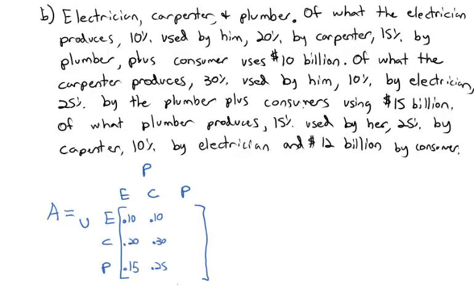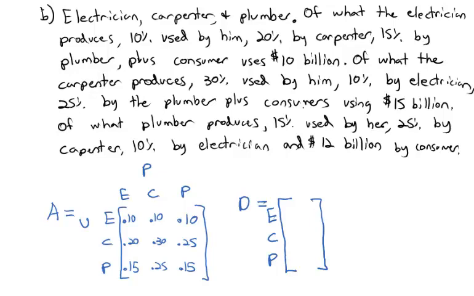Of what the plumber produces, 15% is used by her. So the plumber uses 15% of her own work, 25% by the carpenter, and 10% by the electrician, being careful to make sure we get everything used by the right sector. So that part's pretty similar. That's our A matrix. We also have a demand matrix, which is a column matrix that shows the demand on the economy in the same order by the electrician, carpenter, and plumber.